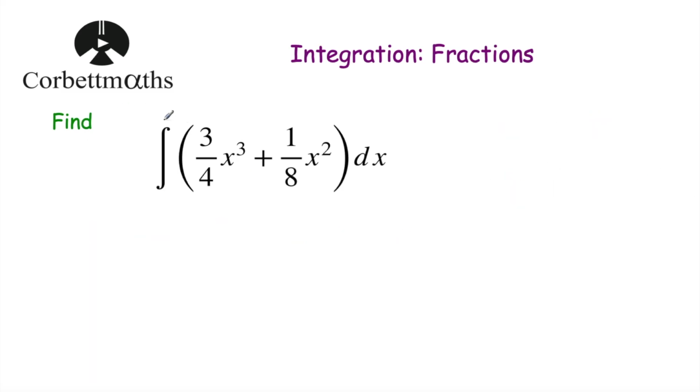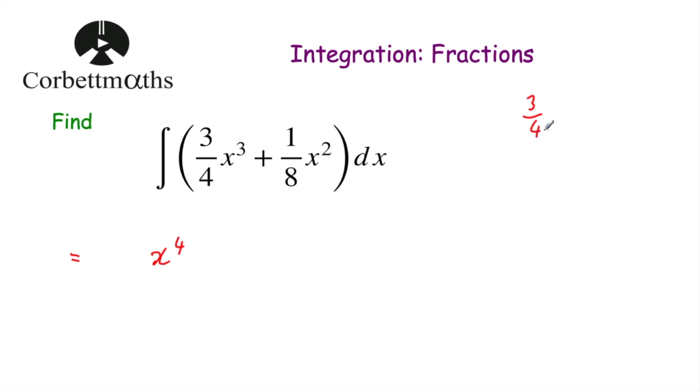So our next question, we've been asked to integrate 3/4 x cubed plus 1/8 x squared. So what we're going to do is integrate each of the terms separately. So let's start off with the first term. We're going to increase the power of x by 1, so it'll be x to the power of 4. And then we're going to divide by the new power, so we're going to take the 3/4 and divide it by 4. And if you do 3/4 divided by 4, you should get that equal to 3/16.